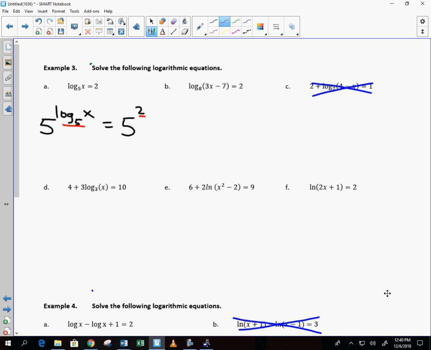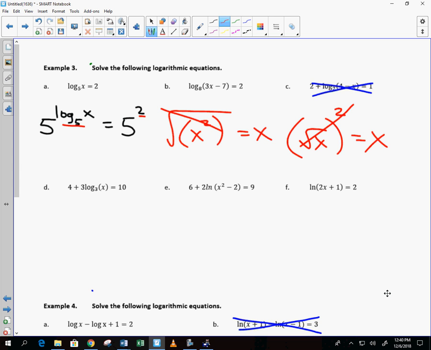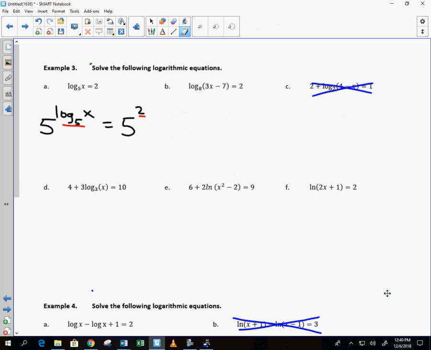I know that hurts you to look at it, because it seems so foreign. But again, there was a time when this looked foreign to you as well, right? But you just trusted that those cancel each other out. In the same way, you trusted that those cancel each other out. Well, it works out here too. They cancel each other out. It leaves you with x is equal to 5 squared, or 25.